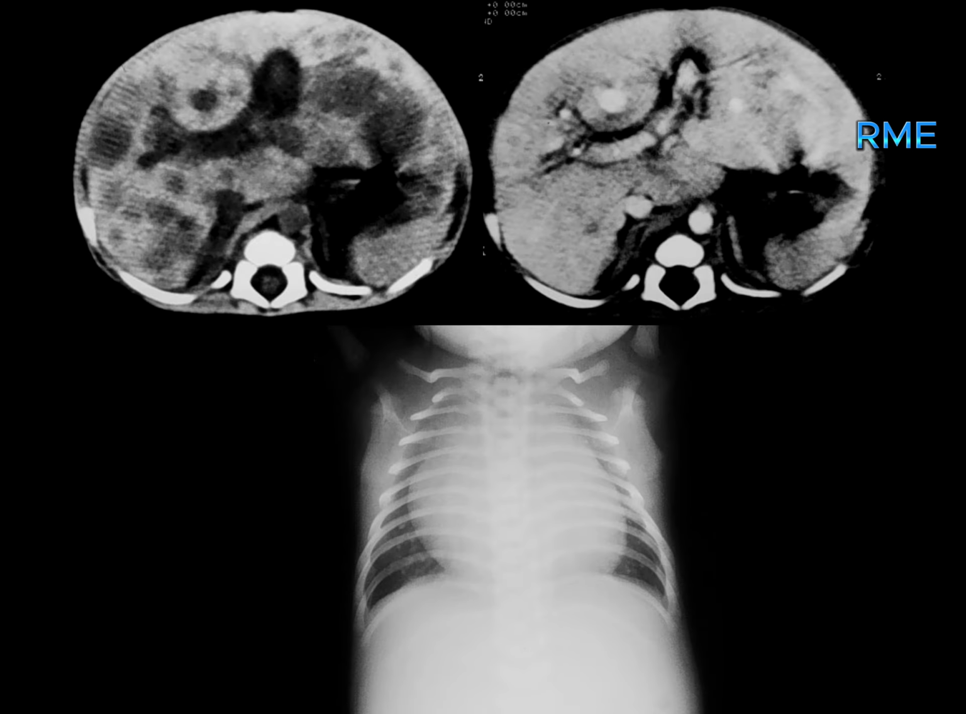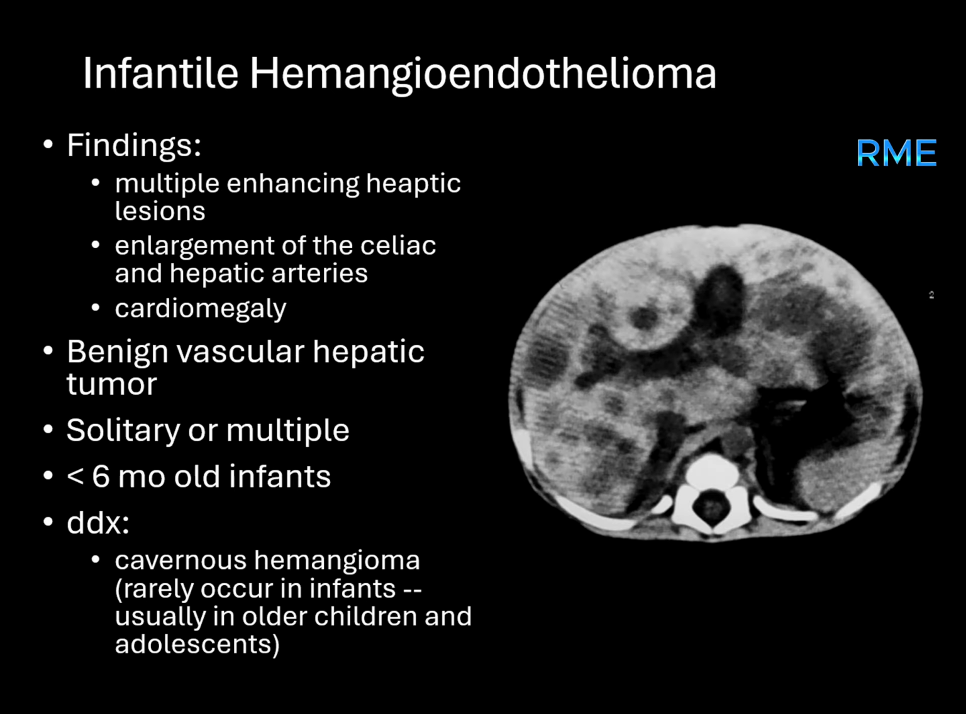What do you see in this image? This image shows multiple enhancing hepatic lesions, enlargement of the celiac and hepatic arteries, and cardiomegaly. These findings are characteristic of infantile hemangioendothelioma. The hepatic lesions are well-defined and hypervascular, indicating a benign vascular tumor.